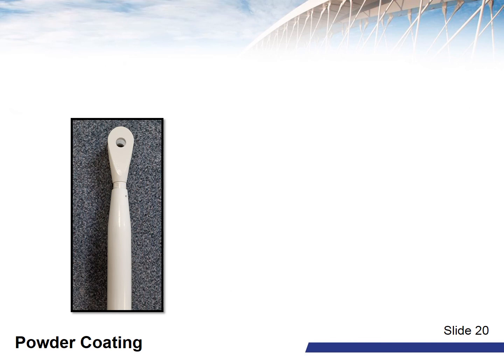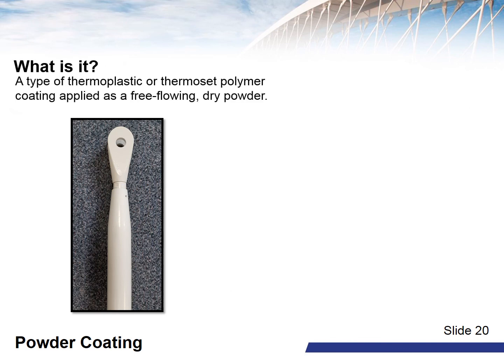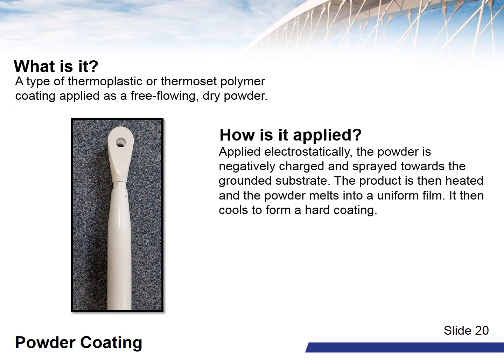This section covers powder coating. Powder coating is an electrostatically applied powder which is then cured with heat at around 200 degrees centigrade. This provides a very tough and tenacious coating. The powder is negatively charged and sprayed towards the grounded substrate. The product is then heated and the powder melts into a uniform film. It then cools to form a hard coating.